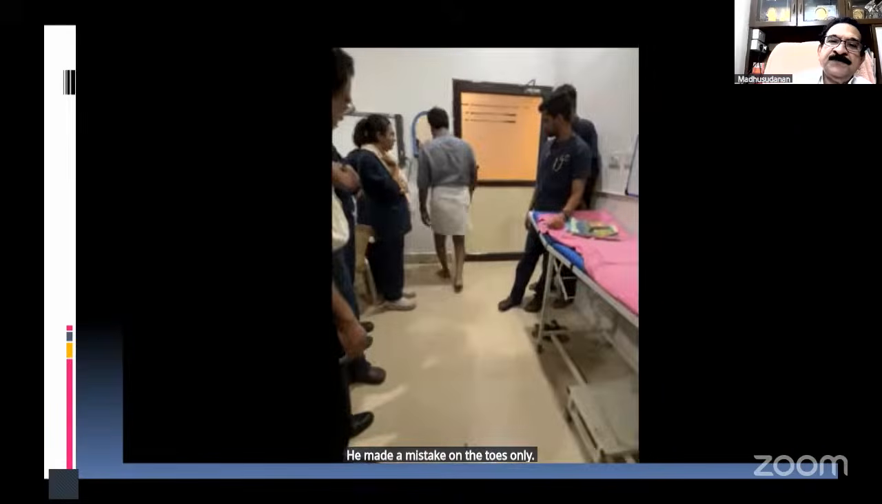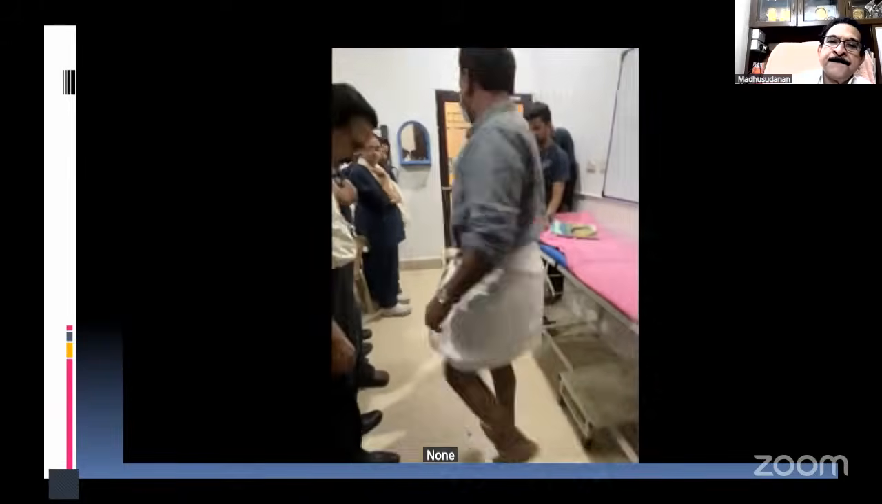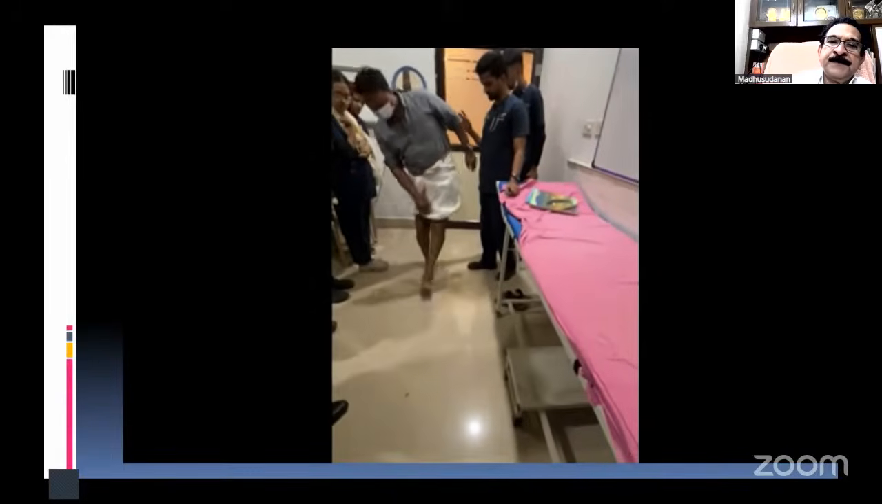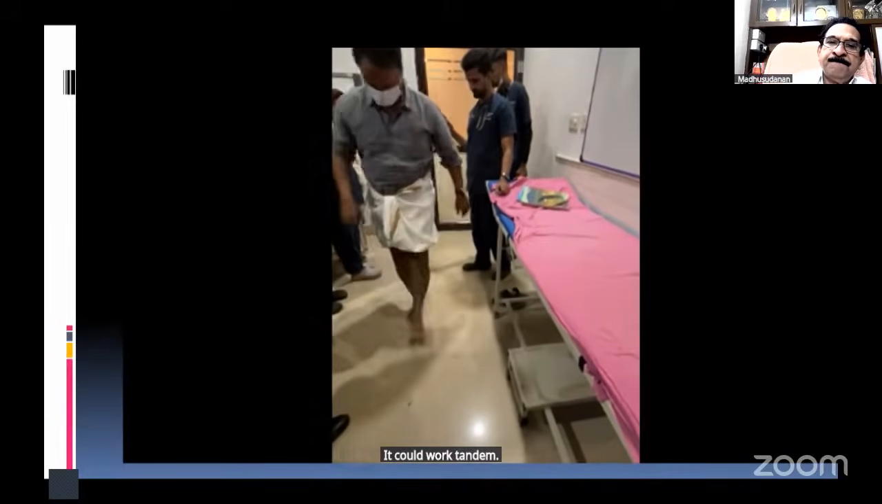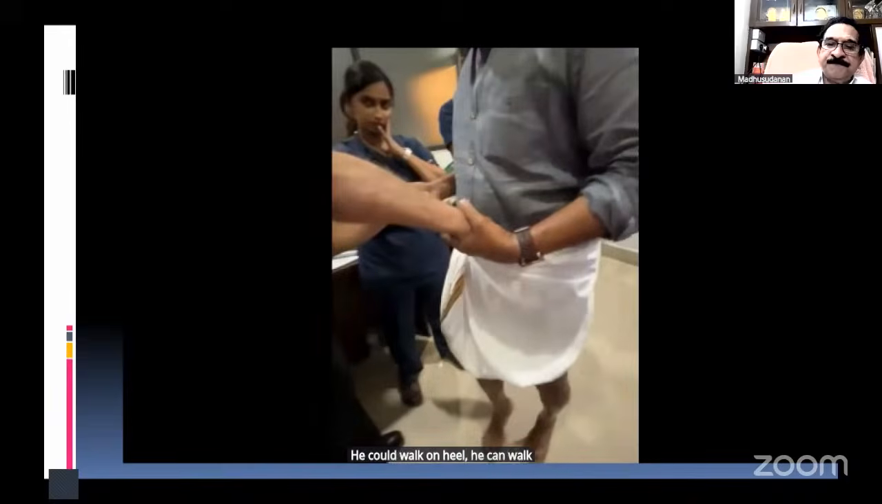Romberg is negative, he walks normally. He could walk tandem. He could walk on heels. He could walk on toes.